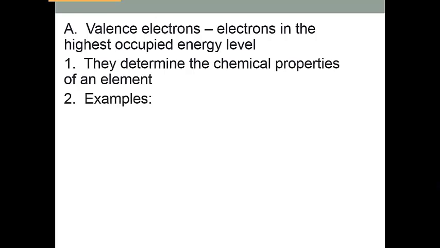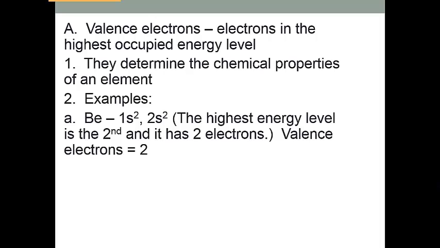Some examples: if you look at beryllium, beryllium is atomic number 4, so that means it has 4 electrons. Here we have 1s2 and 2s2, so there's our 4 electrons. The highest energy level that we're using is the second energy level, which contains just these 2 electrons. And so the valence number for beryllium is 2.